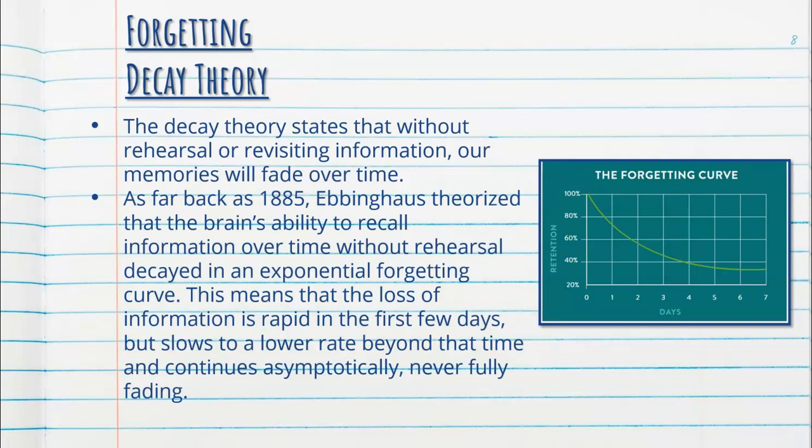Then we have the decay theory. The decay theory states that without rehearsal or revisiting information, our memories will fade over time. In other words, they decay. As far back as 1885, Ebbinghaus theorized that the brain's ability to recall information over time without rehearsal decayed on an exponential forgetting curve. All right, so his very famous forgetting curve. This means that the loss of information is very rapid in the first few days, as you can see here, but slows to a lower rate over time, and continues asymptotically, never fully fading, all right, but still going down nonetheless.